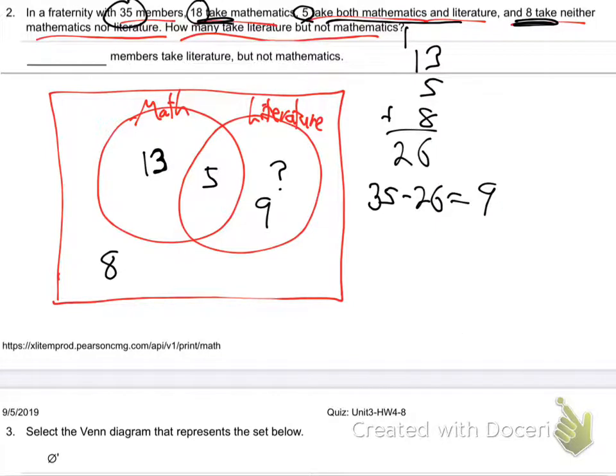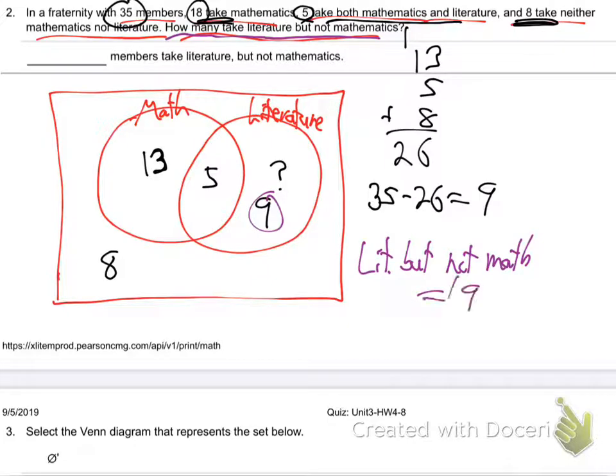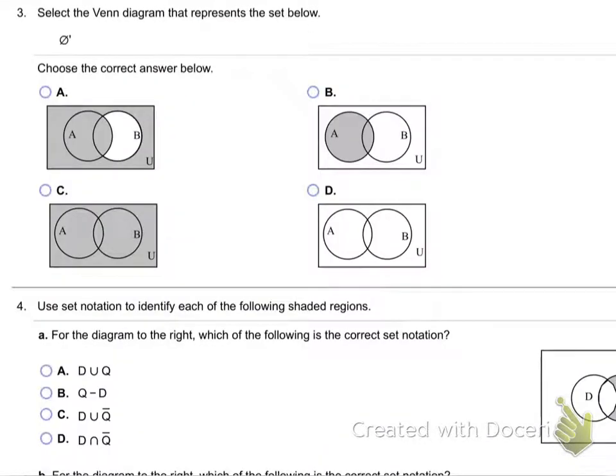All right, now what's their question? How many take literature but not math? Literature but not math. That's these 9. They're in the literature circle, but they're not in the math circle. There we go. Okay, well, this is kind of a funny question.